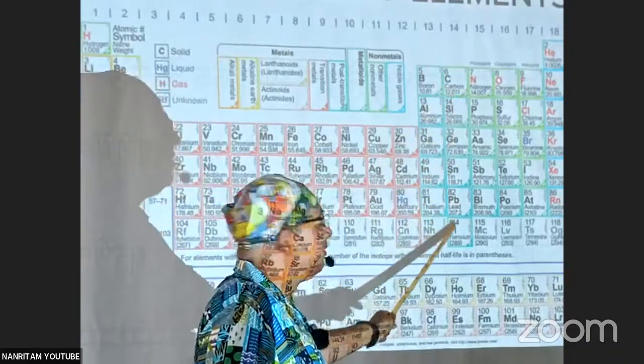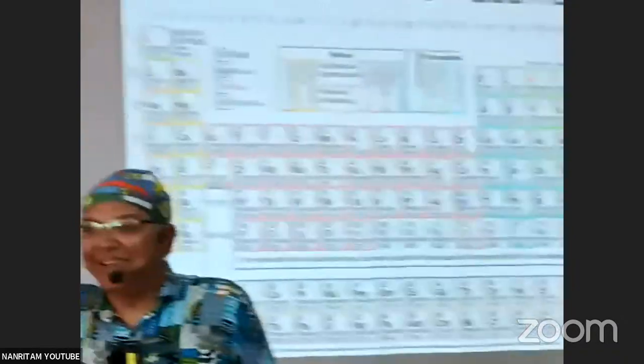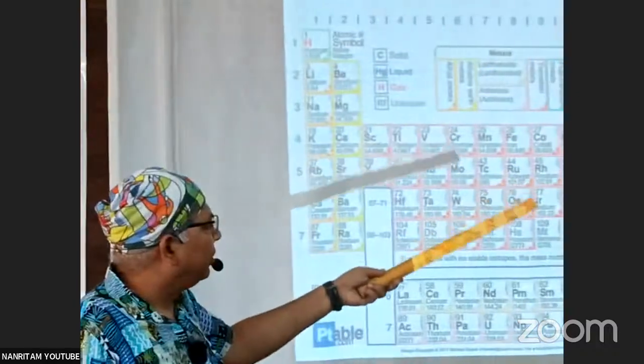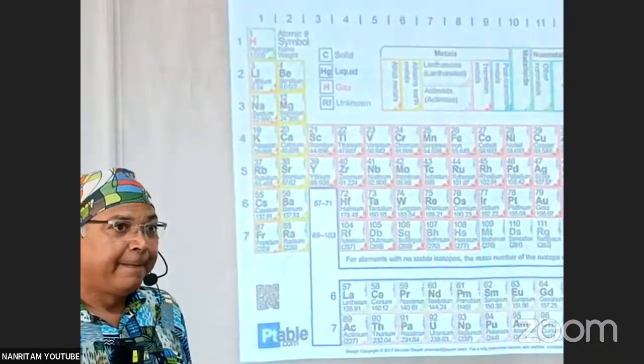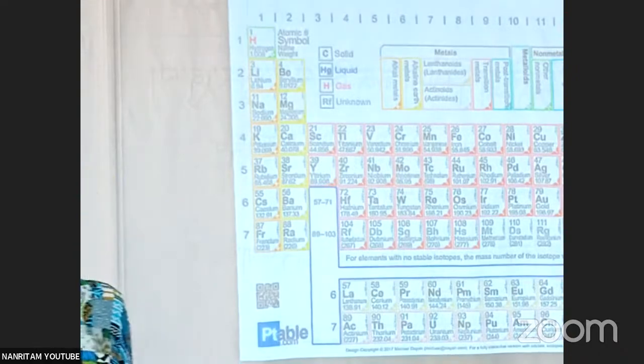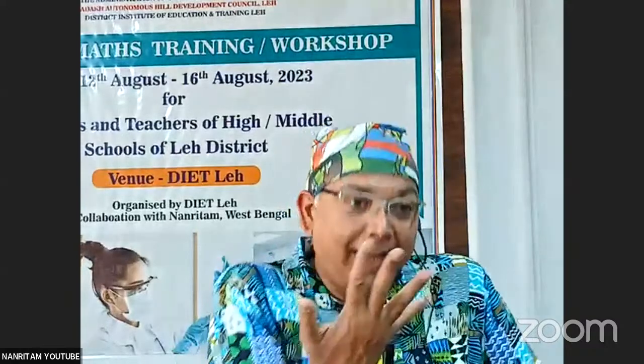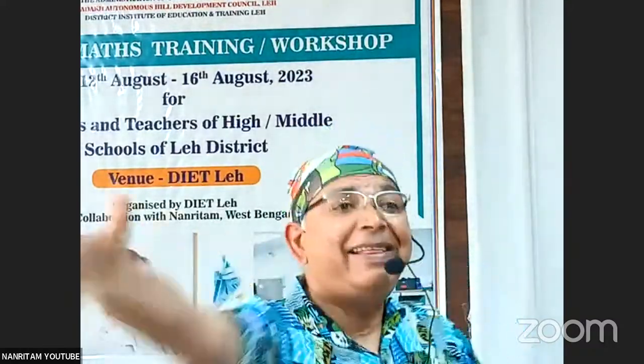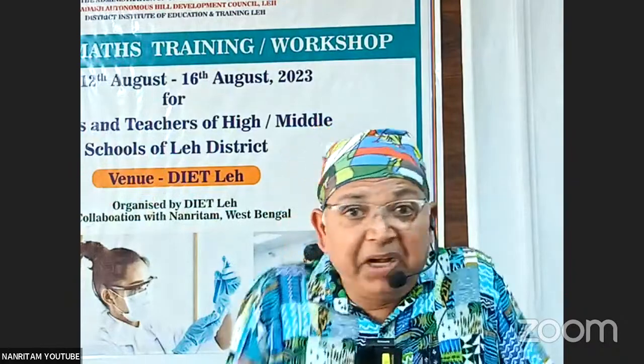Problem is with the carbon family. They have 4 valence electrons. Carbon, silicon, germanium, tin, and lead. They have 4 electrons, and what should a 4-electron atom do? Take 4 or give 4? Between, it can't decide whether to go this side or that side.